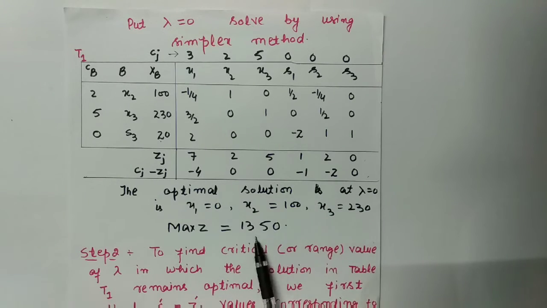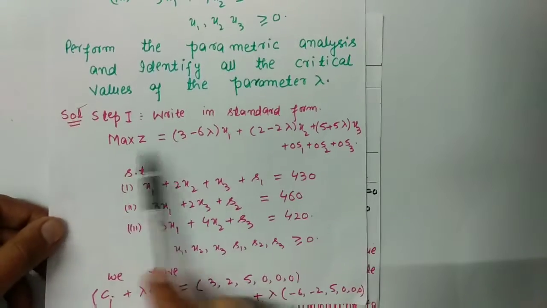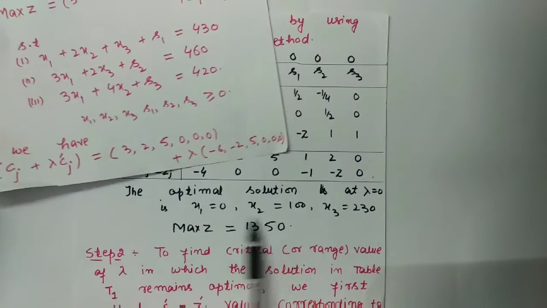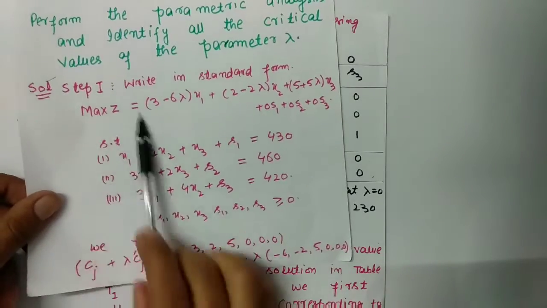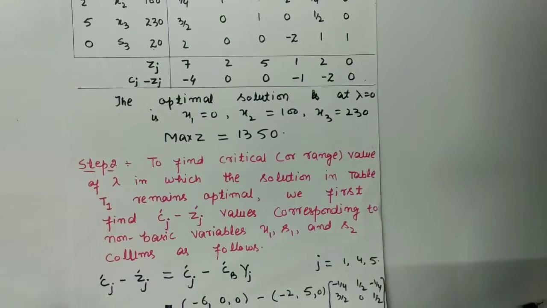Now how to find maximum Z? We will put all these values in maximum Z. Here lambda is equal to 0, x1 is 0, x2 is 100 and x3 is 230, so maximum Z will be 1350. This was our first step.